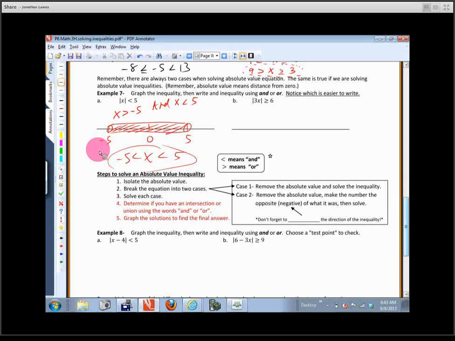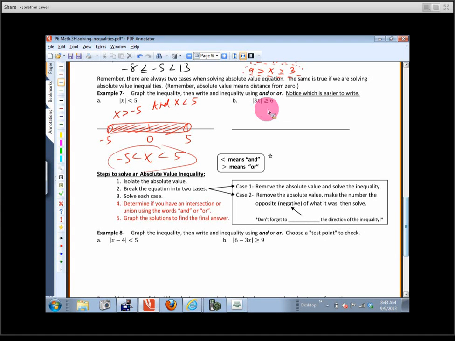Now that's for a less than. Less thans are usually pretty easy. Less than, you can translate that into an and. Again, if you've got the x on the left-hand side, and then it's a less than, like this one is right here, that's going to translate into an and.